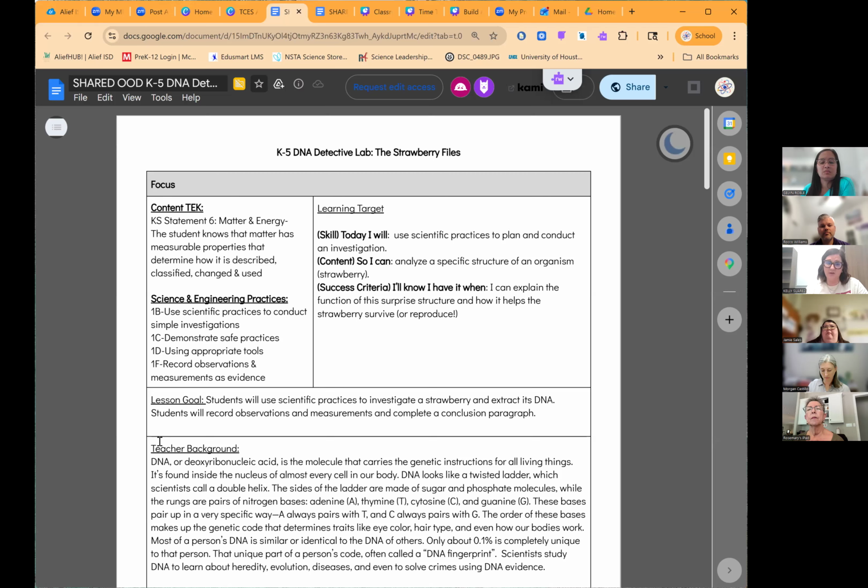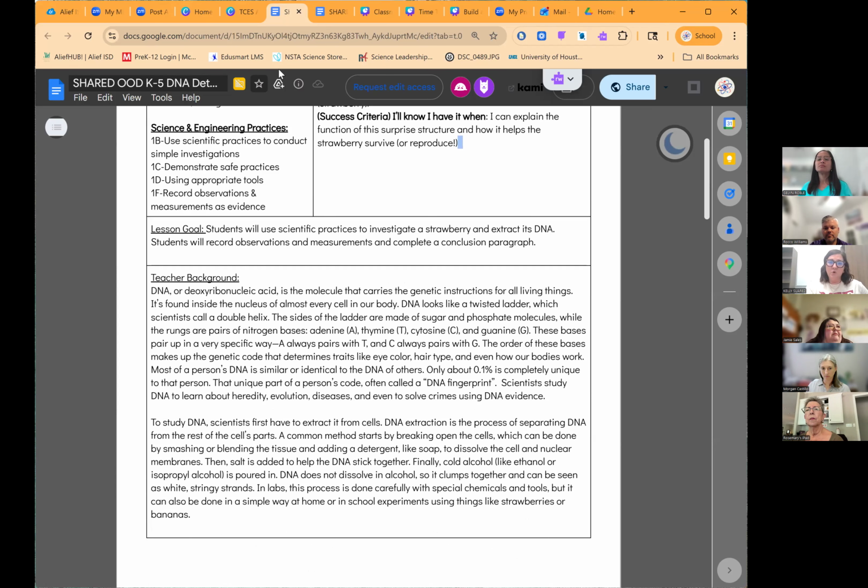It's got some teacher background information. That teacher background information is because many of our 5th grade teachers are not well versed in cell study or DNA. And so this is just a little background information to help them understand what they're working on with students and what they're looking for. It is not meant to be read to students or taught to students. That's just for them.